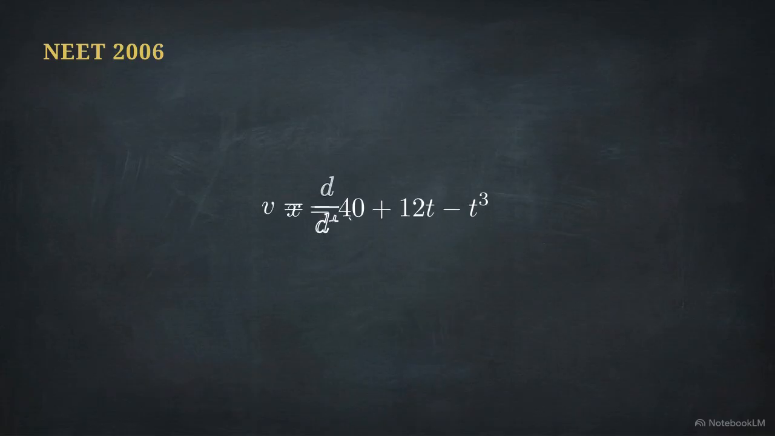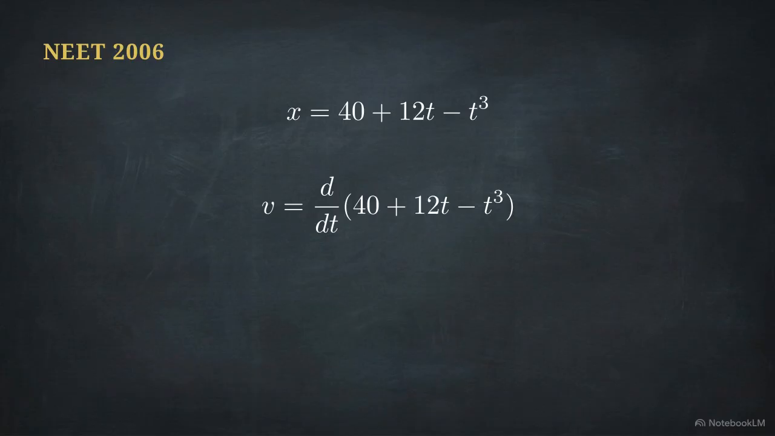To find how long it travels before stopping, we first find its velocity. We use the power rule. Multiply by the exponent, then subtract 1 from the power. The constant 40 becomes 0, 12t becomes 12, and t cubed becomes 3t squared. Our velocity equation is v equals 12 minus 3t squared.